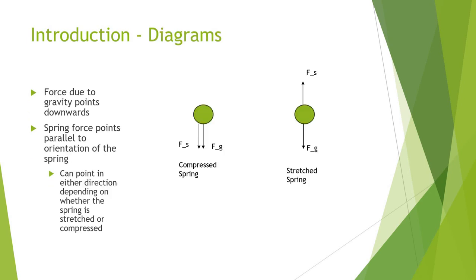Displayed here are two free body diagrams to illustrate the motion in the experiment. Force due to gravity always points down, and spring force always points parallel to the orientation of the spring. As seen in the diagrams, a compressed spring will make a force opposite to the attachment point, and a stretched spring will make force toward the attachment point.